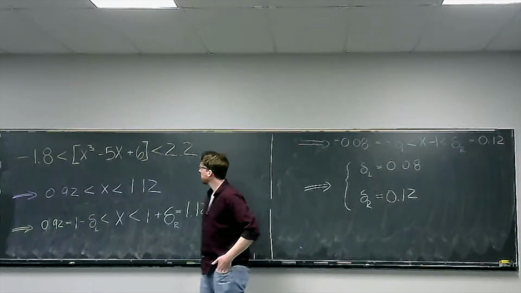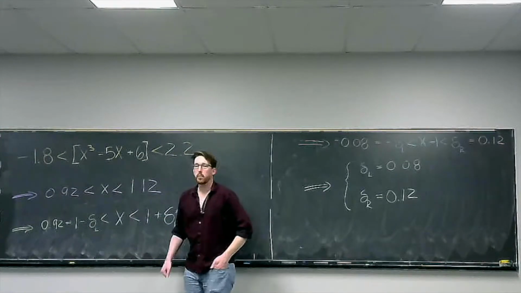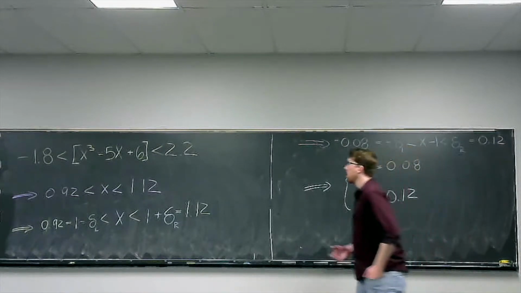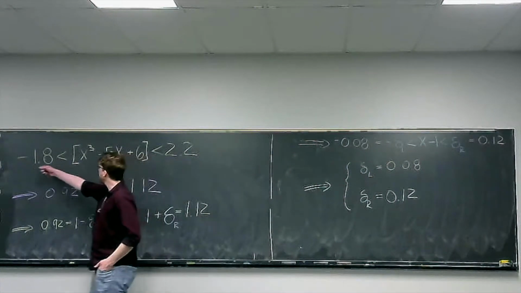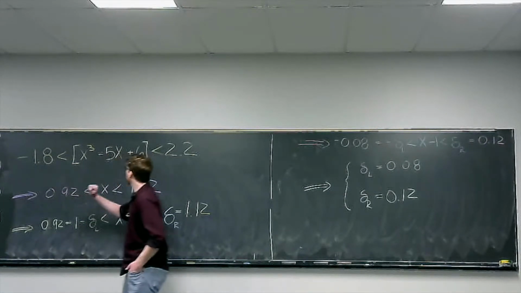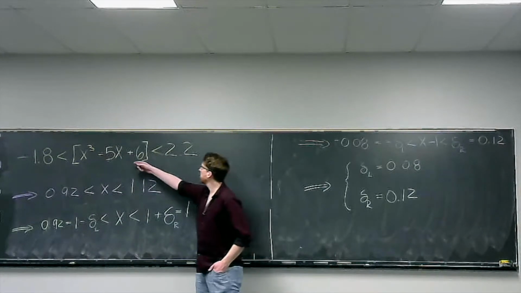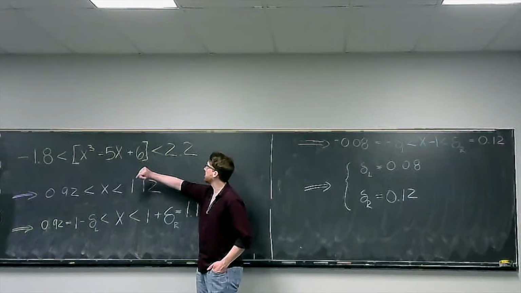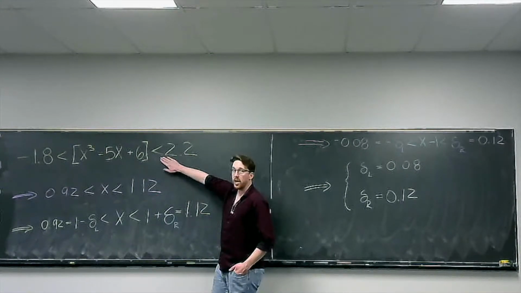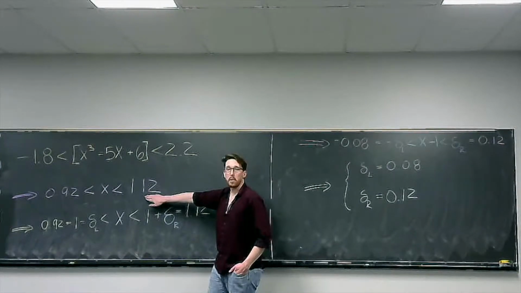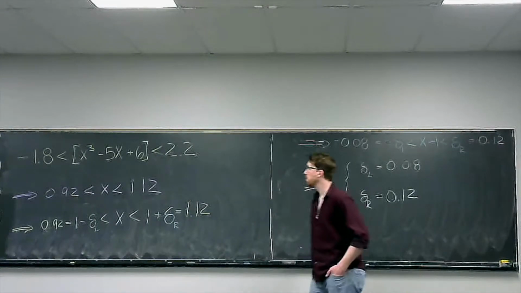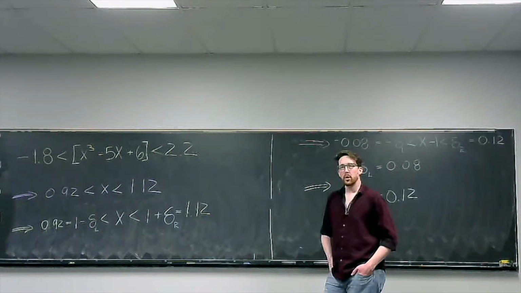Alright, so by solving this inequality, by looking at what the upper bound of x is and what the lower bound of x is. So by saying, alright, what x value satisfies the condition that this equation is equal to negative 1.8, then what x value satisfies this equation when x cubed minus 5x plus 6 is equal to 2.2. When we solve that, we get these upper bounds and lower bounds. That x has to be between 0.92 and 1.12.